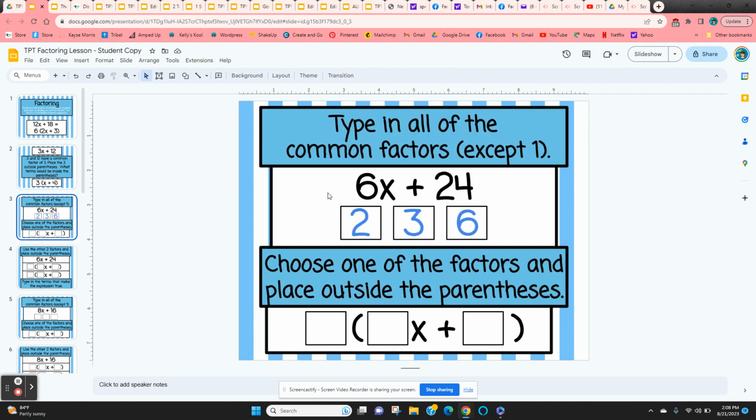The next slide shows another expression. This one has 3 common factors, 2, 3, and 6. So the students are going to choose one of these factors. They're going to type it in, and then they're going to figure out what would go in the parentheses to get 6x plus 24. So this would have to be a 3, and this would have to be 12.